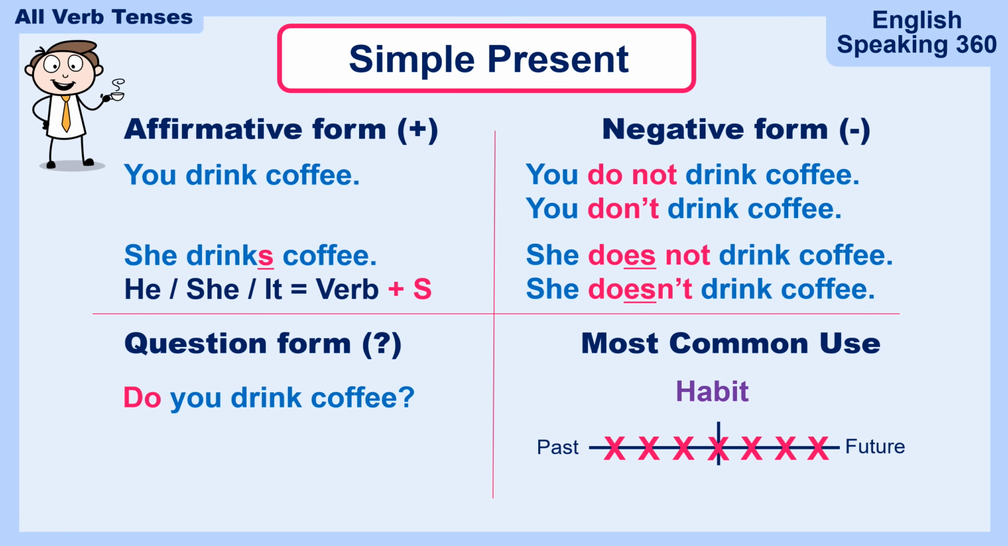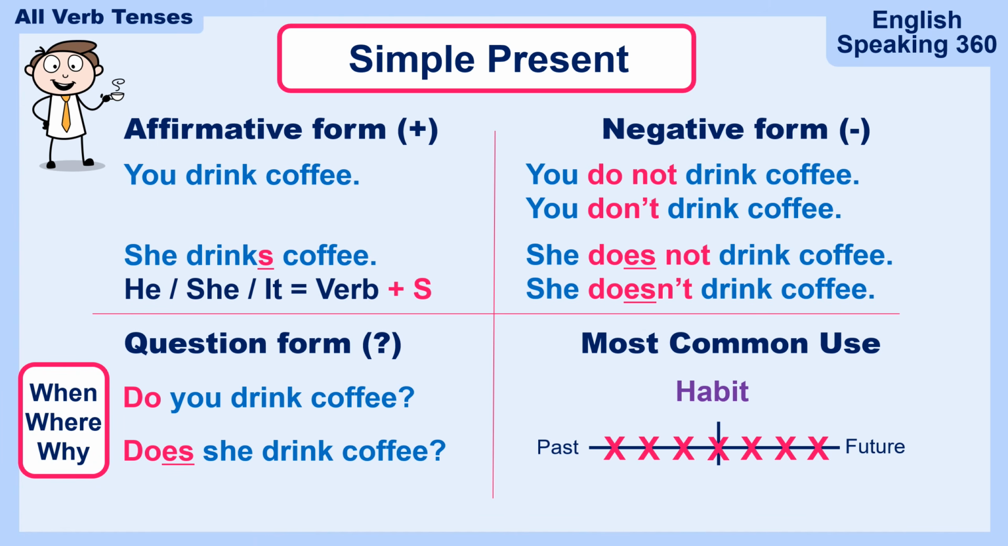Now, how about the question form? Can you make it? I think you can. Does she drink coffee? It's the same as before. We take she drinks coffee and we add do in front, but do is stealing the S from drinks and it becomes does. Here's one more thing that you can do. When do you drink coffee? Where do you drink coffee? Why does she drink coffee? And then you have a WH information question.